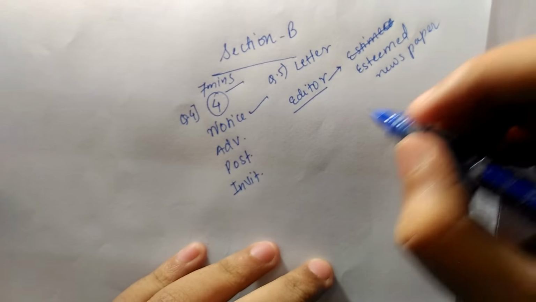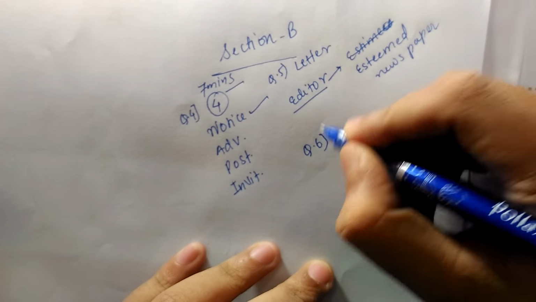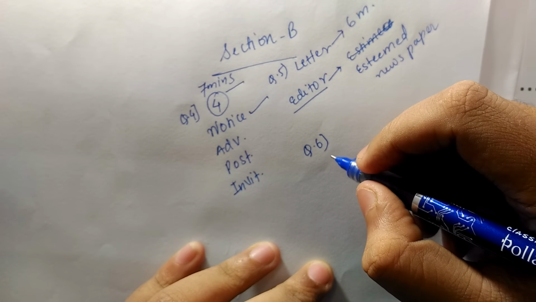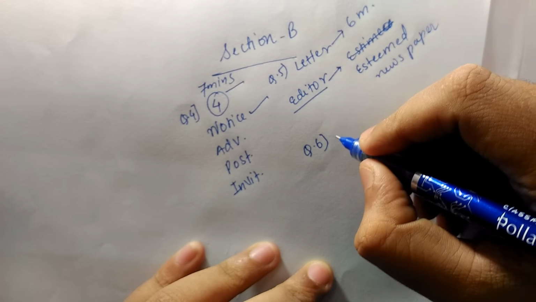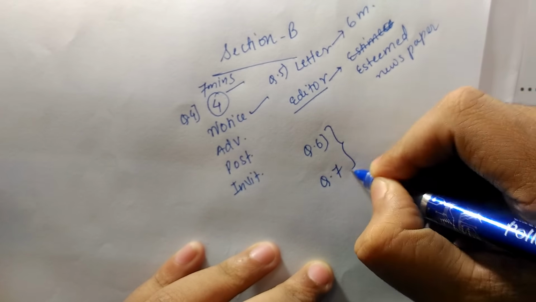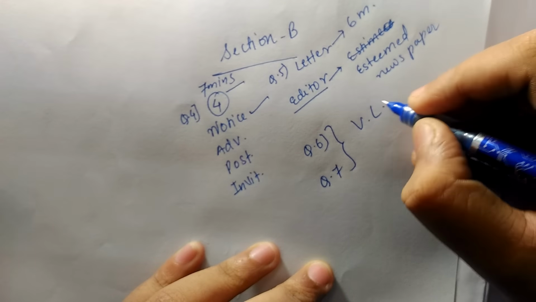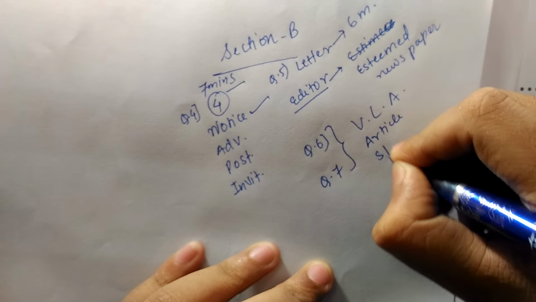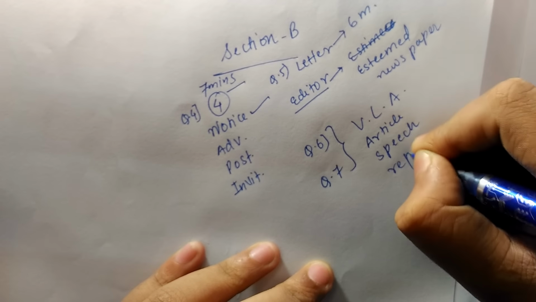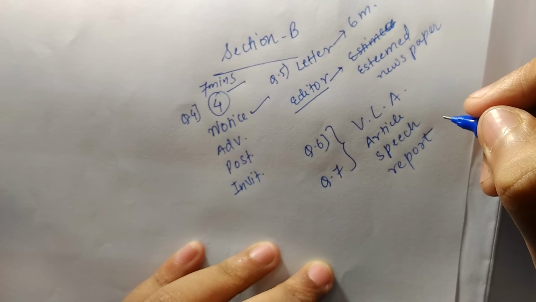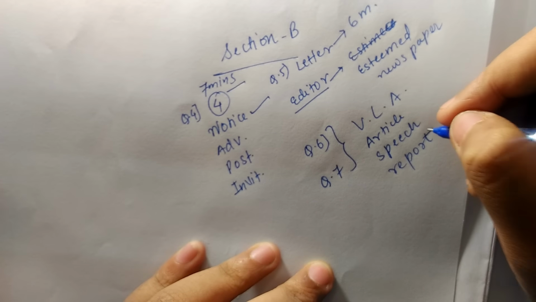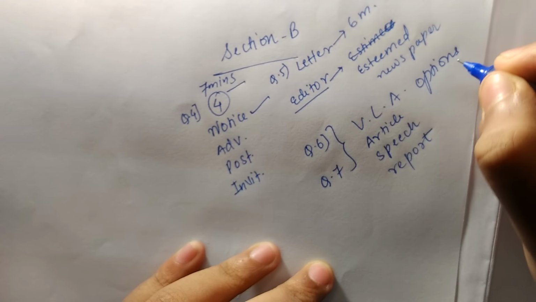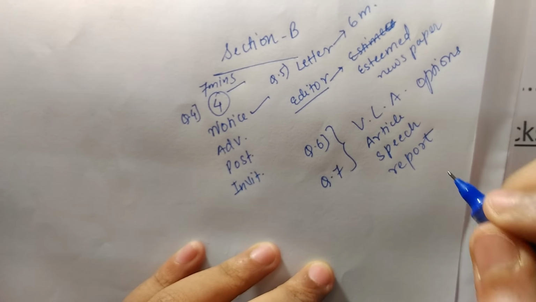Then we have question number 6. Question number 5, that letter, is of 6 marks. Question number 6 and question number 7, these two are very long answer type questions. These are generally based on an article, speech, or report. You can have an article, you can have a speech, you can have a report. So you generally have options from these. Also your value based questions can be based on these topics.